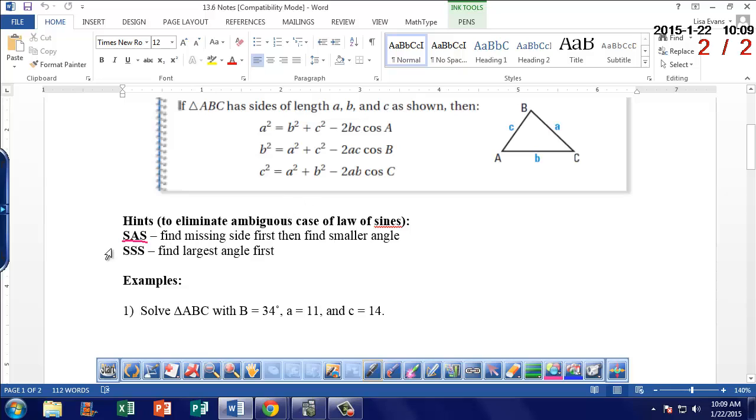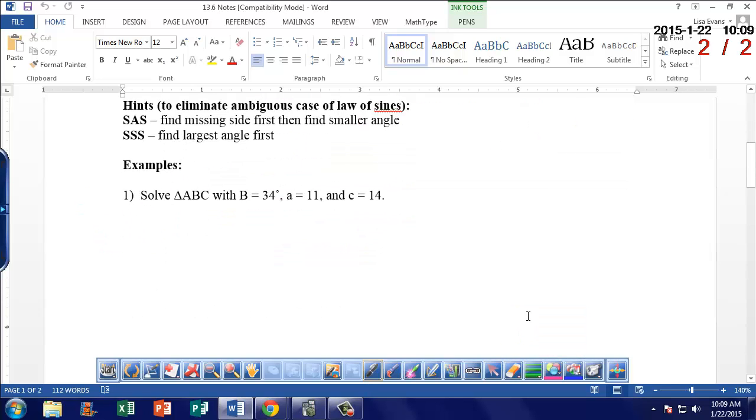Now, in order to do law of cosines and not get this situation where you can have 0, 1, or 2 triangles, order matters. If you're given a side angle side, you need to make sure you find the missing side first, then the smaller angle. If you're given side, side, side, it's important to find the largest angle first. So make sure you highlight this, star it, make a note to yourself. Order is important. We'll refer back to this as we're doing each problem. So let's just go ahead and get started because I think that's the easiest thing to do and to see how to set these up.